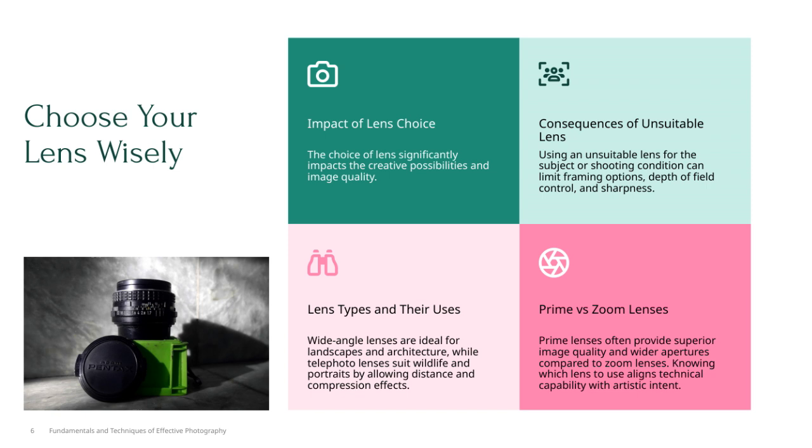On the other hand, telephoto lenses are perfect for wildlife or portraits since they allow you to maintain distance while compressing the scene. Additionally, prime lenses generally offer better image quality and wider apertures compared to zoom lenses, so understanding when to use a prime or zoom can really help you align your technical setup with your creative goals.